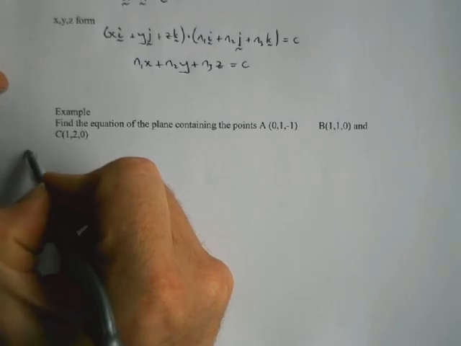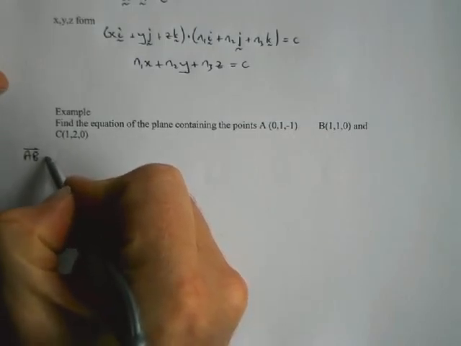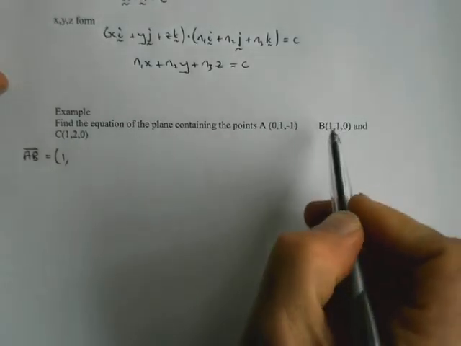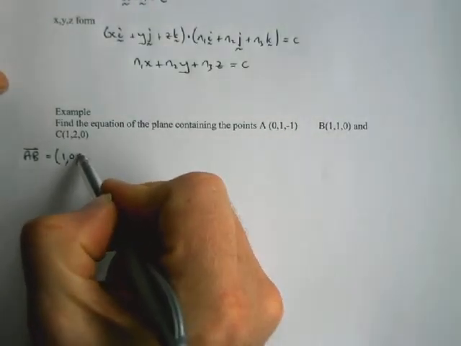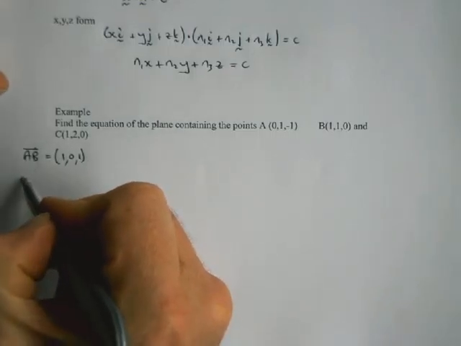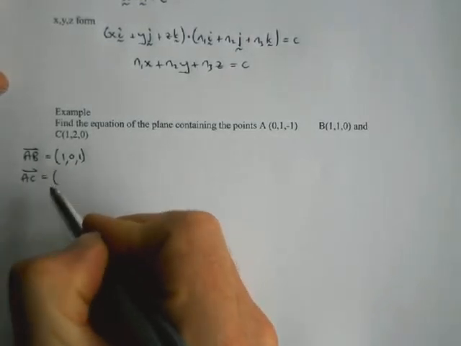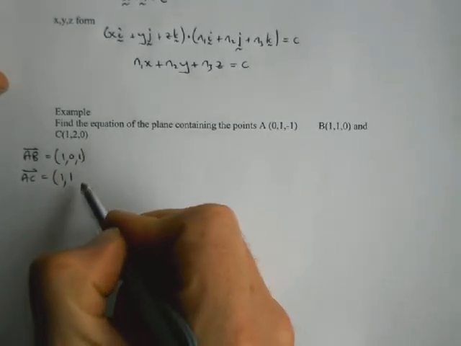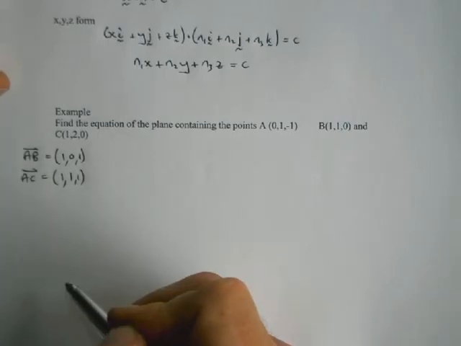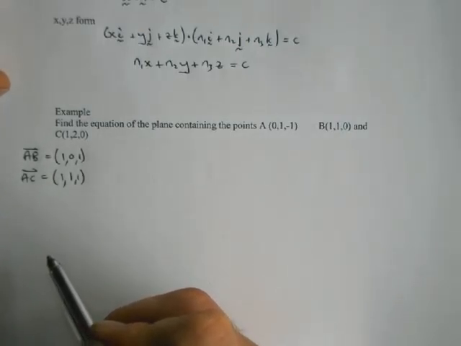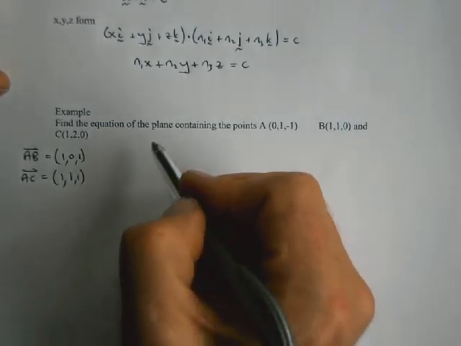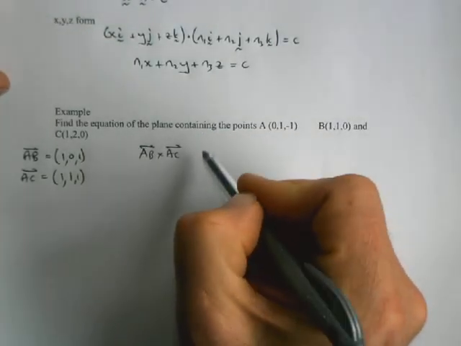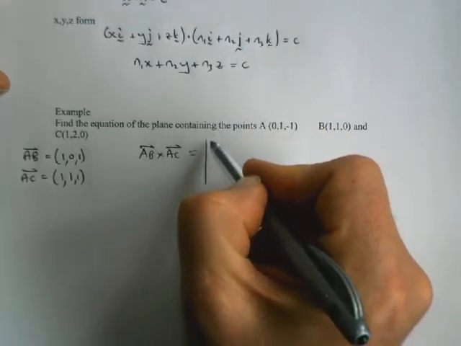So let's do the vector AB, which will be B minus A, so 1 minus 0, 1 minus 1, and 0 minus negative 1. That'll give us the vector AB, and let's do the vector AC. You could do any pair of vectors, it doesn't matter. So the vector AC will be 1 minus 0, 2 minus 1, and 0 minus negative 1. Okay, so we now have two vectors which are in the plane, and if we do the cross product of these two vectors, so AB cross AC, then the resultant of this will be something which is at right angles to them both.